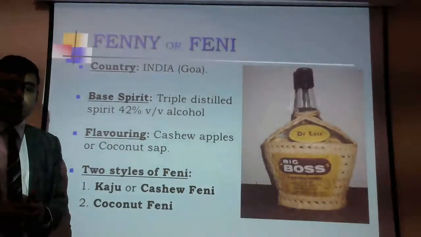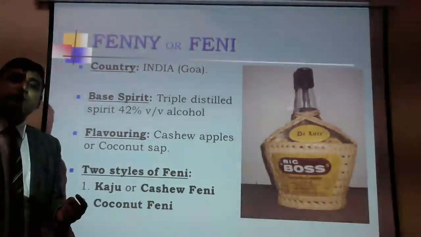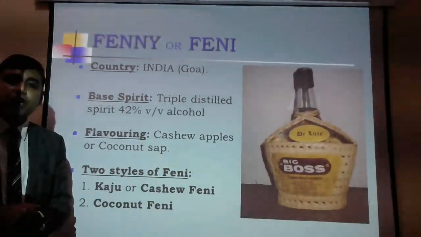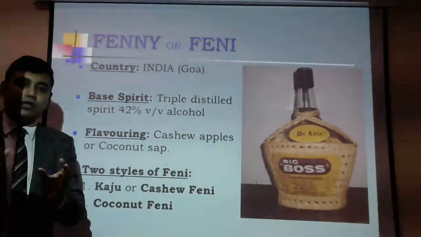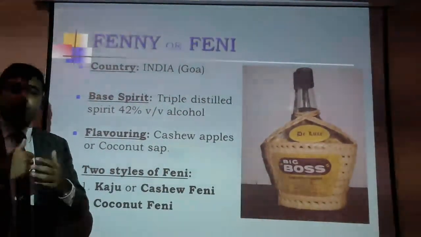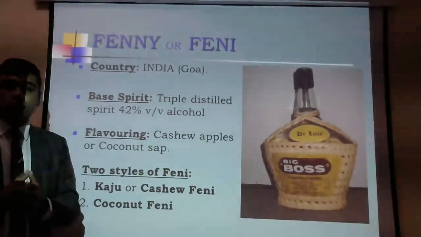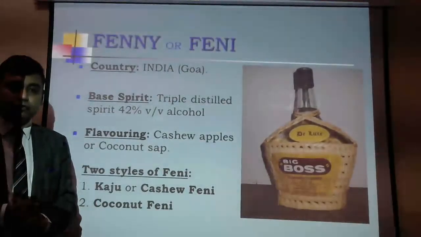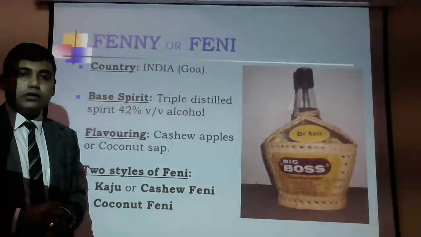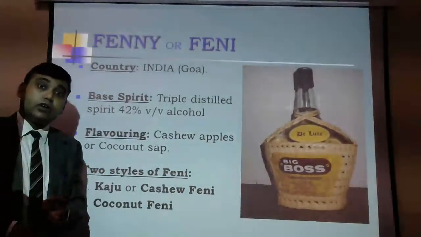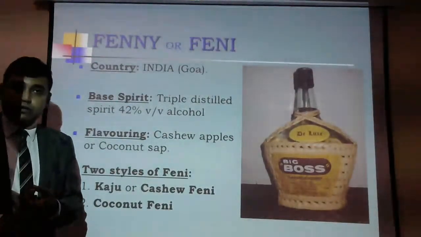So what they do actually, they extract the cashew apple juice, and that is known as Neero, N-E-E-R-O, Neero. The juice extracted from the cashew apple is known as Neero, and then they distill it. The first distillation happens of that juice extracted from the cashew apple, and once the distillation is done, we get the Urrak, U-R-R-A-C-K. Urrak is also a very local beverage which is found in Goa.